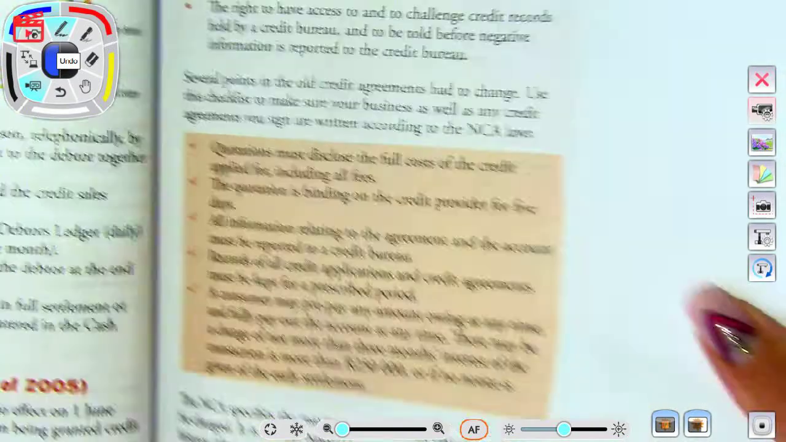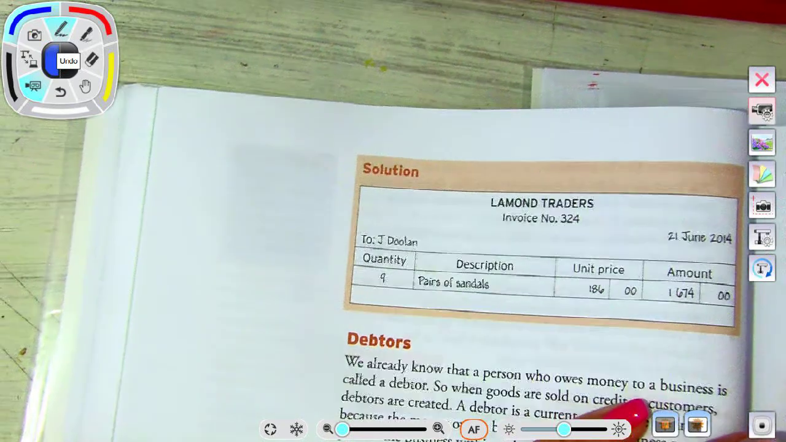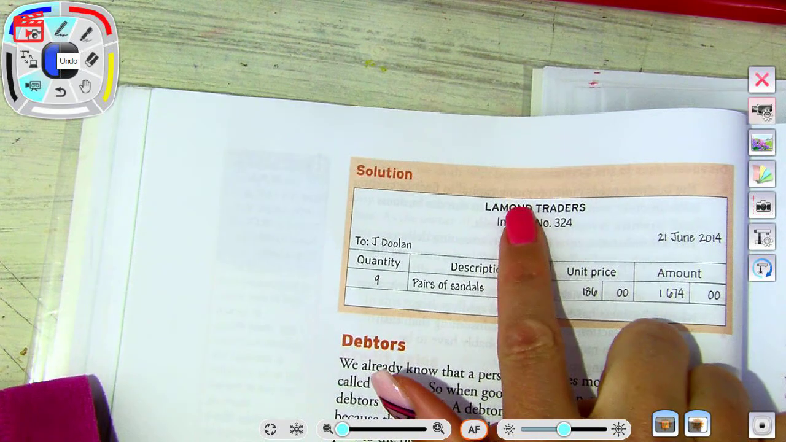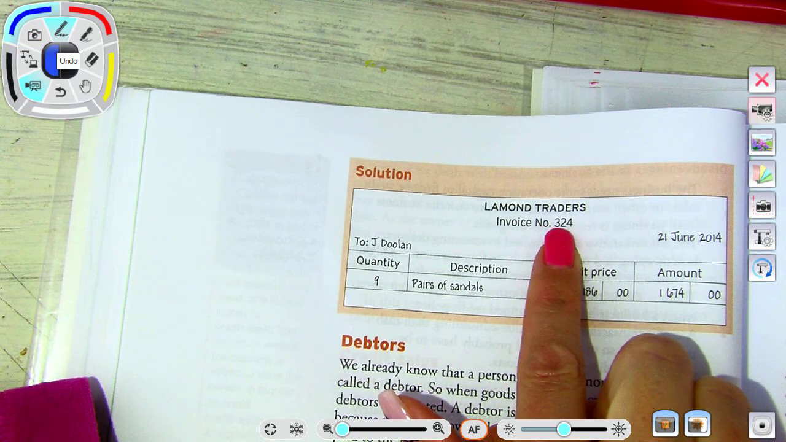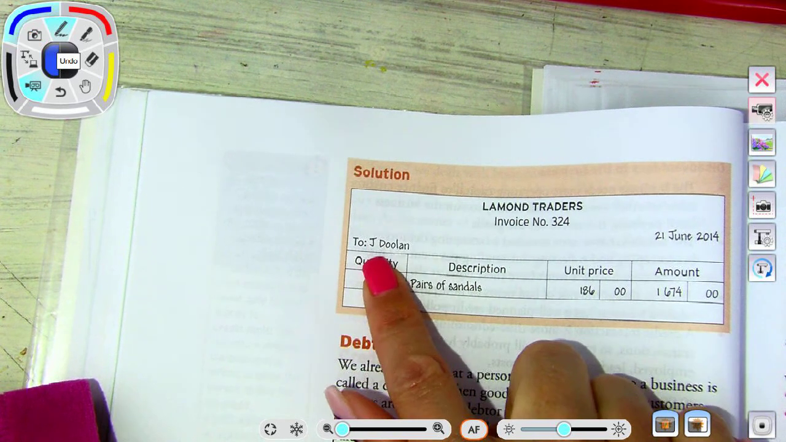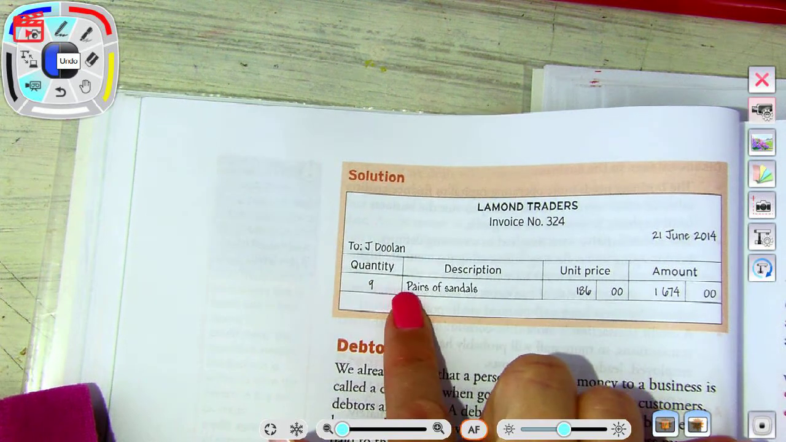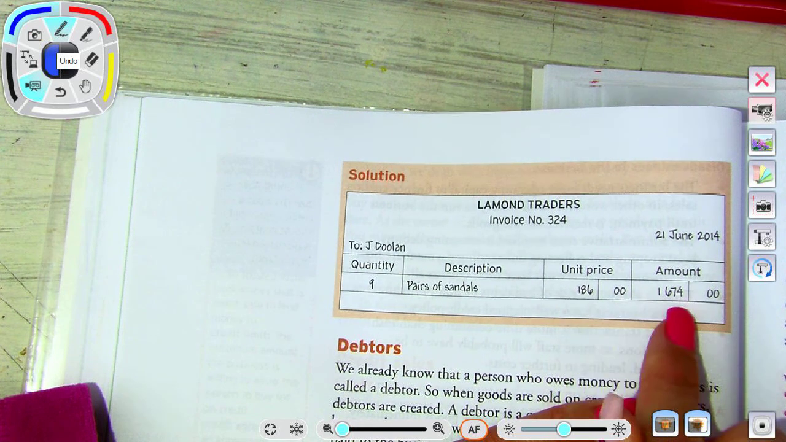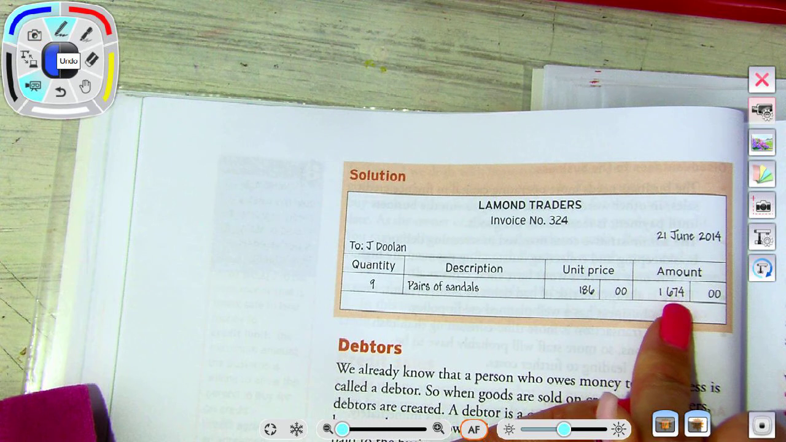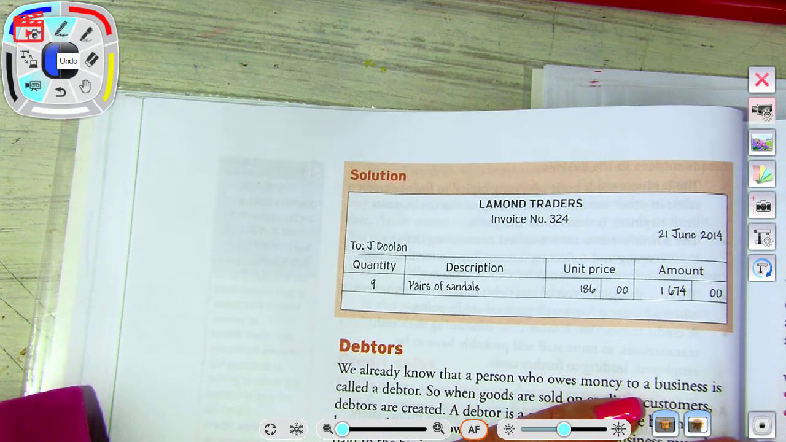If you turn over the page, we can see over there Lambden Traders, that is the name of the business. We can see that this is invoice number 324. Who is it to? The date that it was issued. 9 pairs of sandals at 186 Rand, and then that is 1674. So that is just an example of what an invoice will look like.